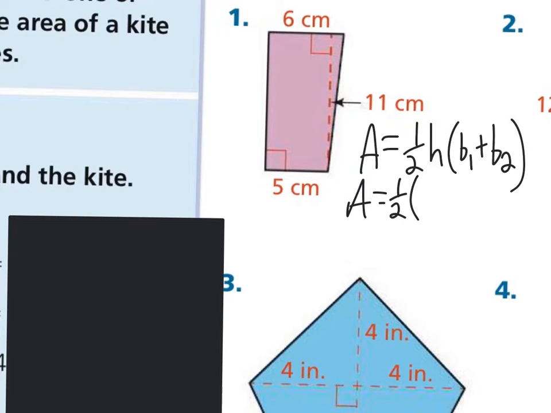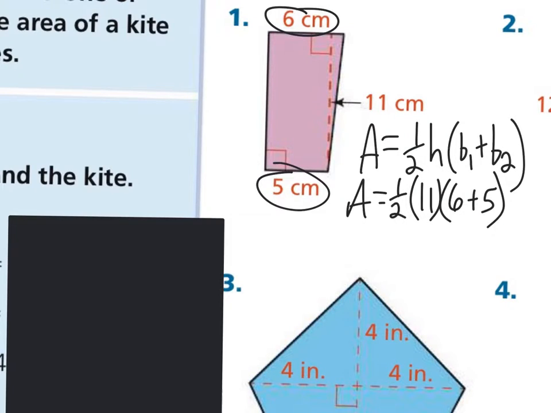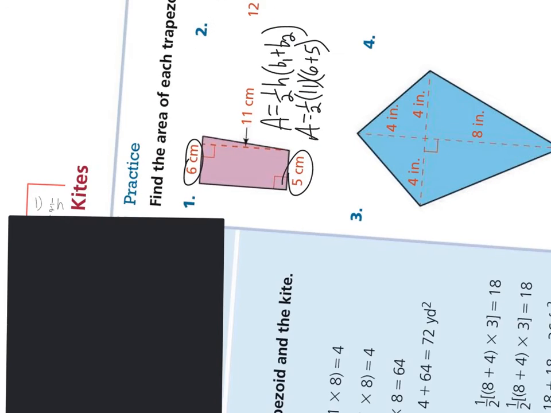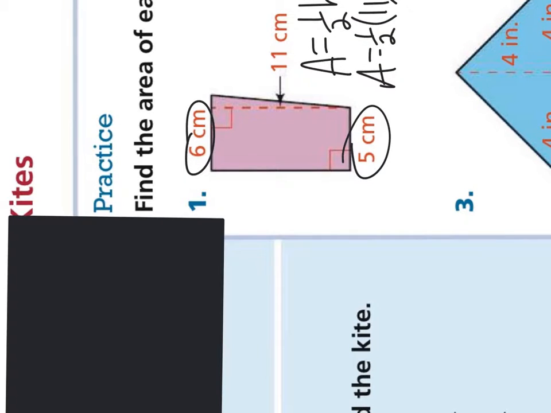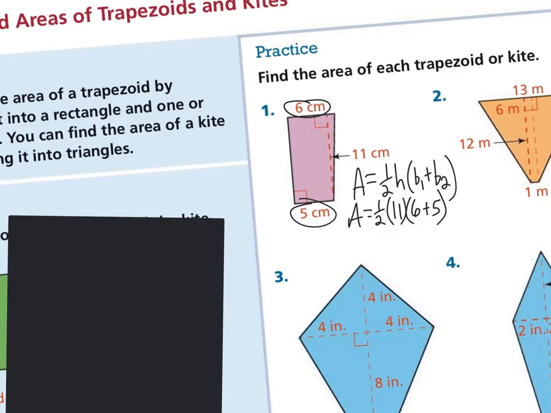formula here. So the height of our trapezoid here is 11, and the bases are 5 and 6 or 6 and 5. Just remember the bases are always the parallel sides, the two sides that are parallel, okay? Because remember, they could take our parallelogram or trapezoid, any of these shapes, they could turn them, and we still have to recognize those parallel sides as being the bases, okay?